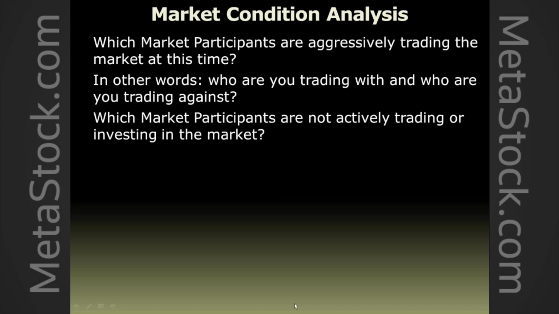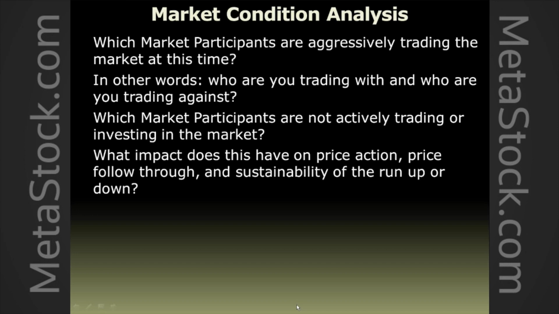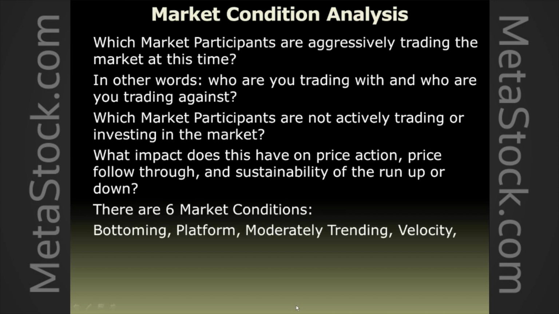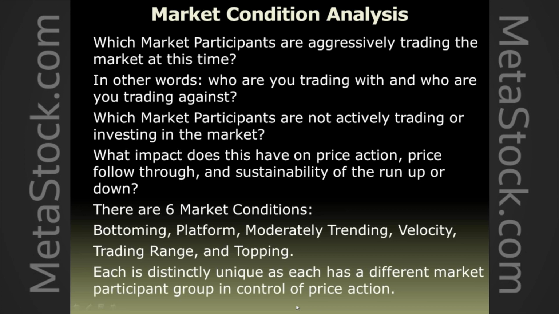Right now there's no buying going on by the institutional investors because we're peaking and they're waiting for a better bargain. Small lots were buying and now they've kind of faded out. Which impact does this have on price action, price follow-through, and sustainability of the run up or down? There are 6 market conditions: bottoming, platform, moderately trending, velocity, trading range, and topping. I don't have time tonight to go into them. Each is distinctly unique as each has a different market participant group or groups in control of price action.